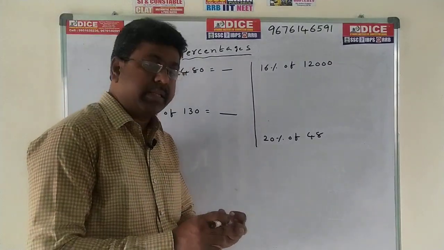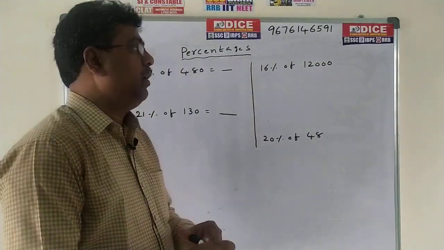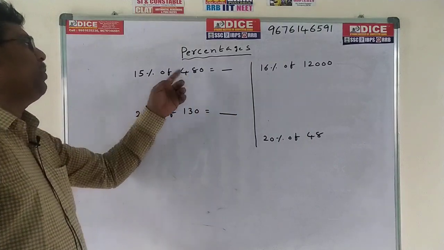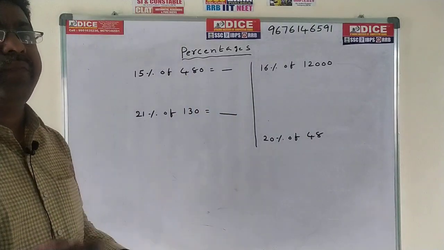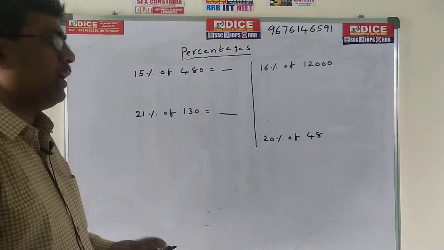Now we can see some more problems like this. See here. What is the first problem? 15% of 480. Now can you tell me in a fraction of a second, how can you tell it?